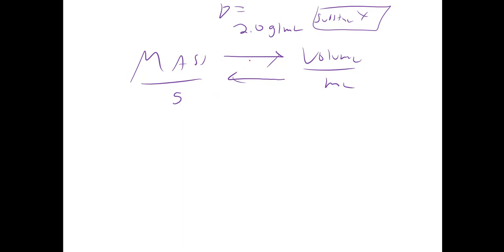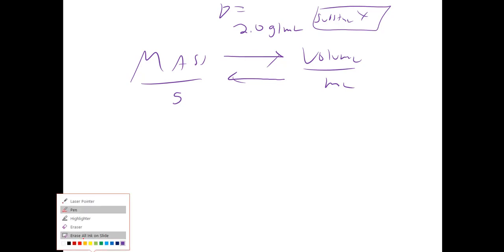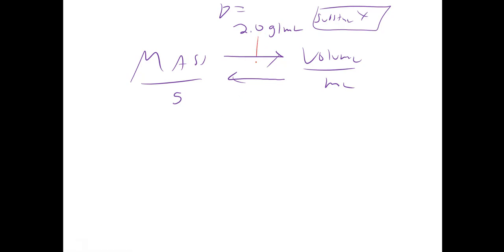Now let me walk you through this. If I ever give you the density, that's a huge hint. We're doing a density as a conversion factor. I'm going to go ahead and use my red pen. I'm going to take that 2.0 grams per mil, and I'm going to write it like this again. We can assume that the bottom number, the denominator, is out of 1.